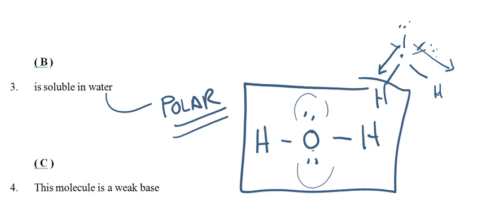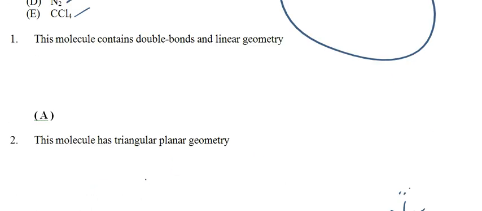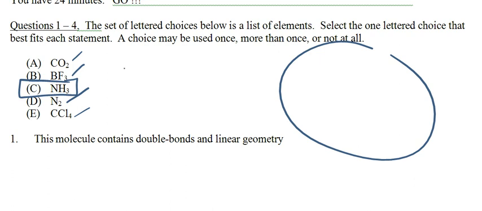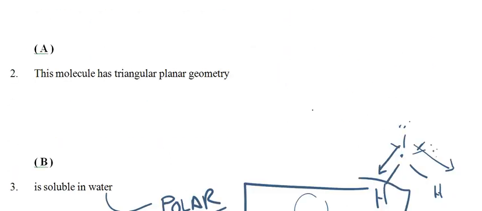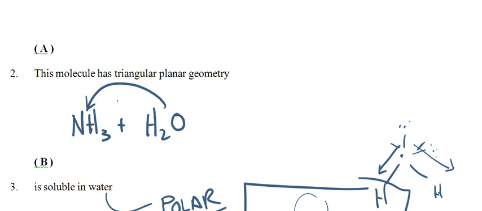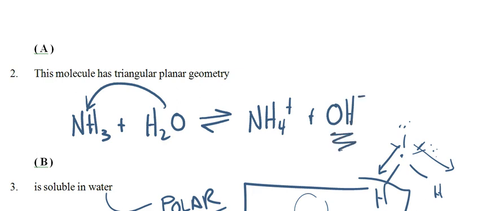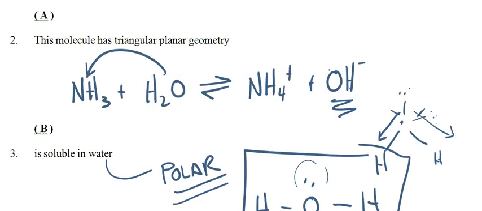Alright. Number 4, this molecule is a weak base. It seems like I've been saying ammonia, ammonia, ammonia. Hopefully everybody recognizes on Monday that ammonia is a weak base. And we should know how ammonia behaves in water. So when we look at ammonia or any weak base, it's ripping hydrogens off of the water to form the conjugate acid and hydroxide. So ammonia is one of the most popular weak bases here.